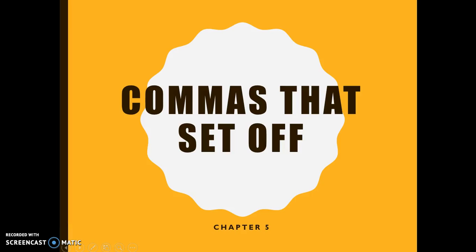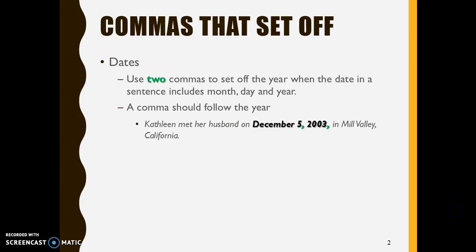We're still in Chapter 5, and this time we're looking at commas that set off. We're going to begin with the date. You use two commas to set off the year when the date in a sentence includes the month, the day, and the year. The comma should follow the year as well as the day. So we have December 5th, 2003, in Mill Valley, California.